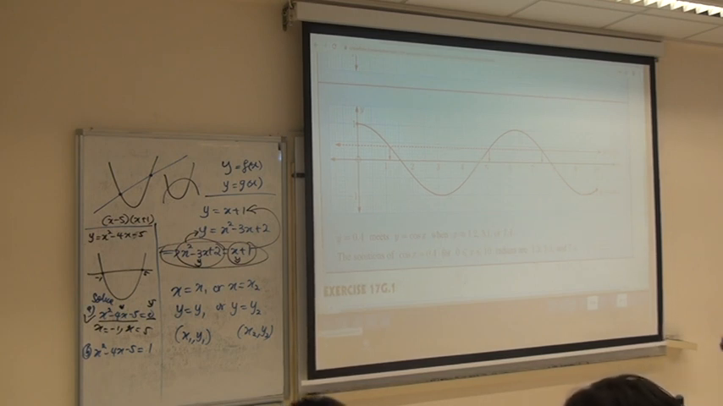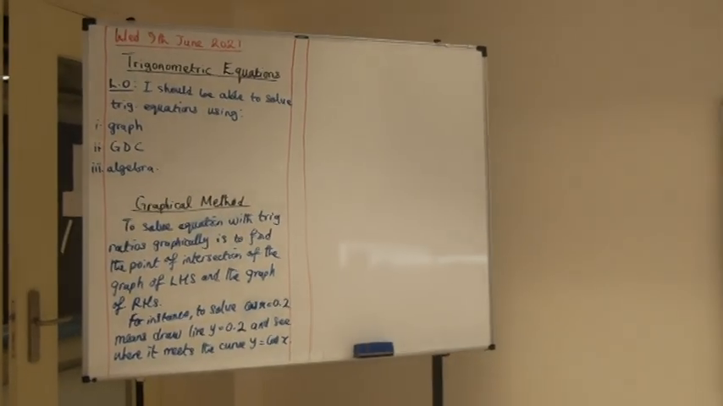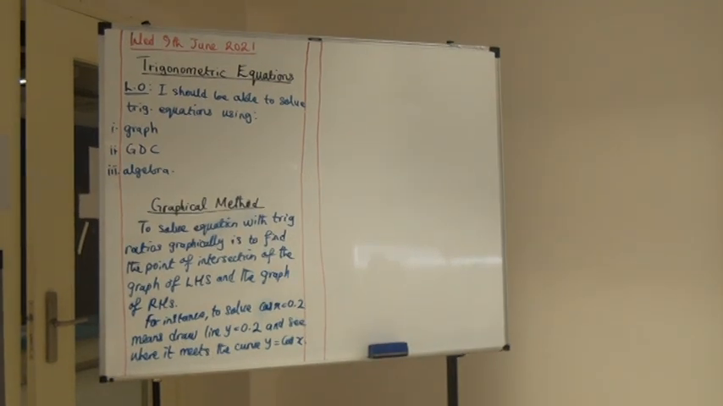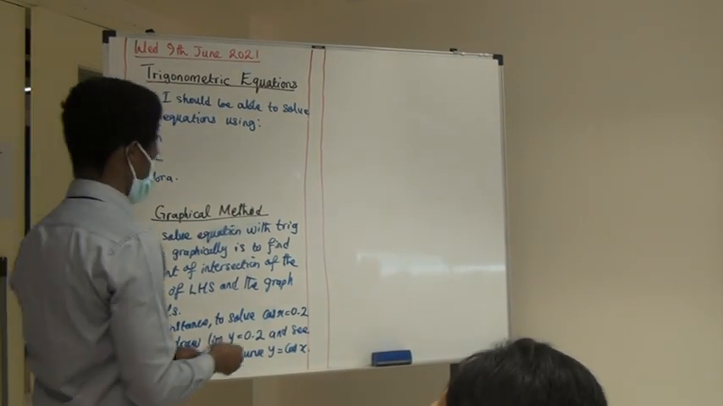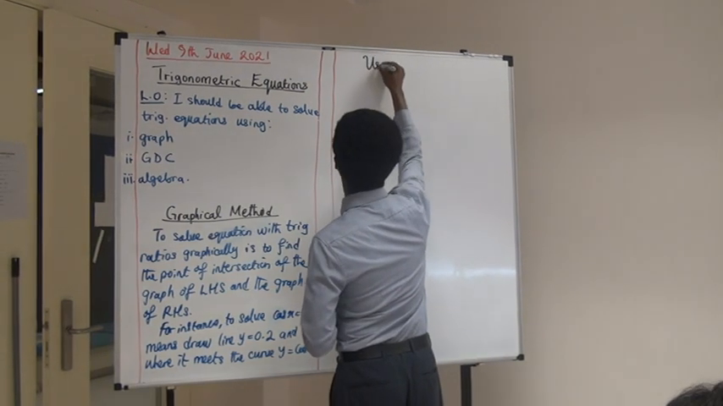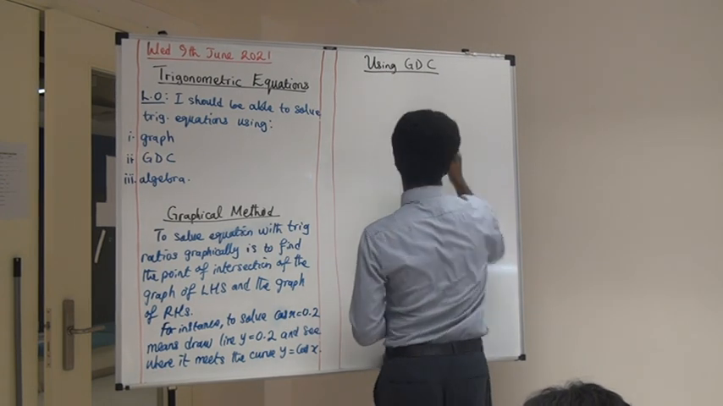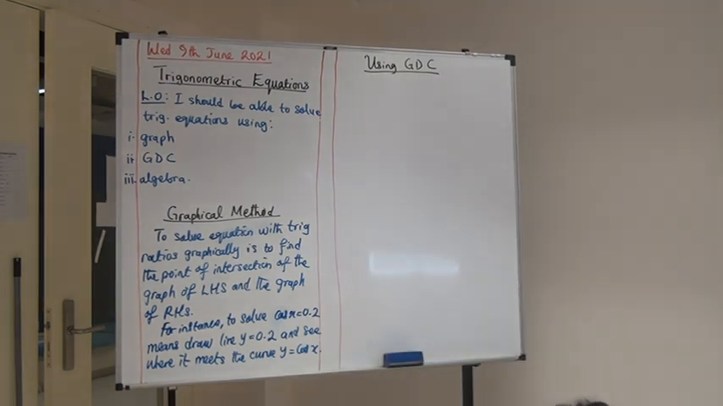So this is what I've said, and this is what we have done. Okay? So we now want to use the graphic display calculator.